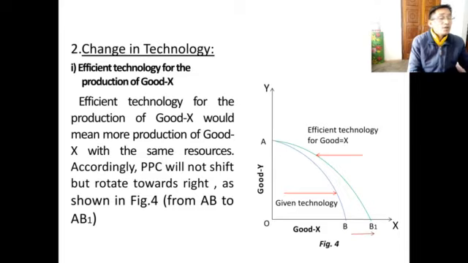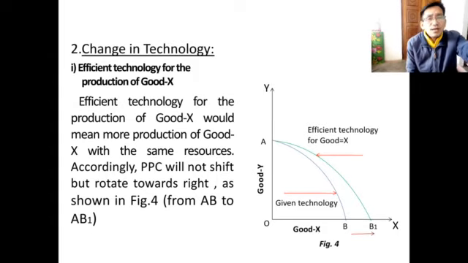The blue color production possibility curve AB will be rotated, and with the efficient technology for production of good X, the amount of good X produced will be increased from OB to OB1. That is, the production possibility curve will rotate from AB to AB1, and the production of good X will go from OB to OB1.